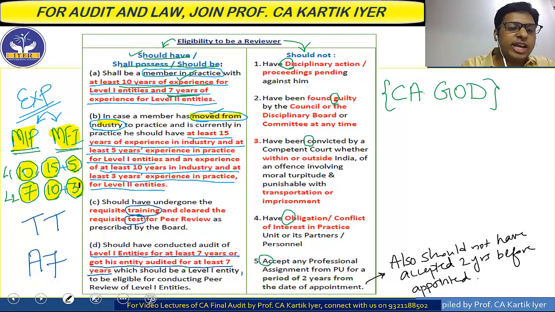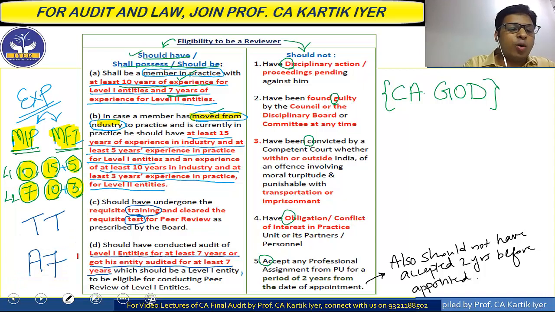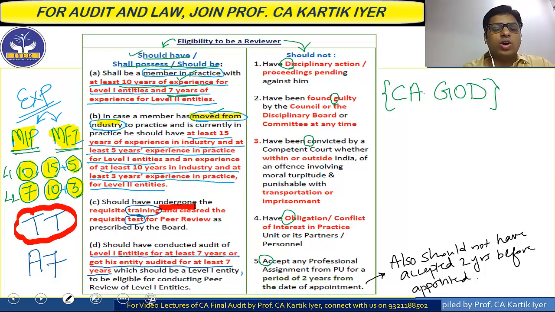Okay, that is in relation to the experience. Now, after experience, let's go into the second most important point, and that is T&T. T&T is nothing but simple. Should have undergone the requisite training and cleared the requisite test for peer review as prescribed by the board. So the board conducts the test or the training in relation to peer review. Now, both have to be complied with. That is nothing but T&T.